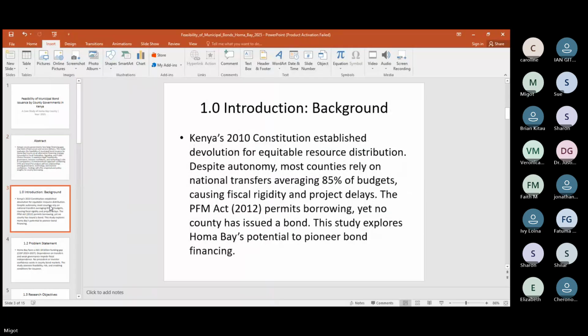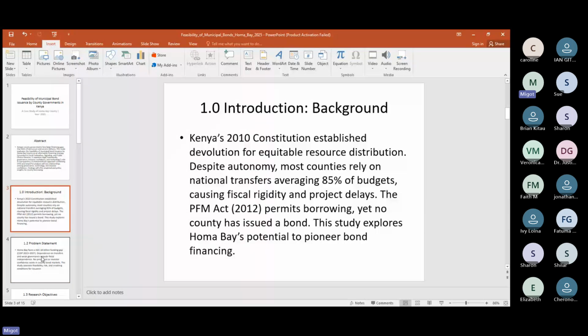According to the Kenyan Constitution 2010, it was established that devolution, equitable resource distribution was supposed to be there among the 47 counties. And as we all know, despite this, most of these counties are averaging at 85% of debts, causing fiscal rigidity and project delays. This is as per the 2012 PFM Act. So the study will explore the potential of Homa Bay County being a pioneer in terms of issuance of bonds.